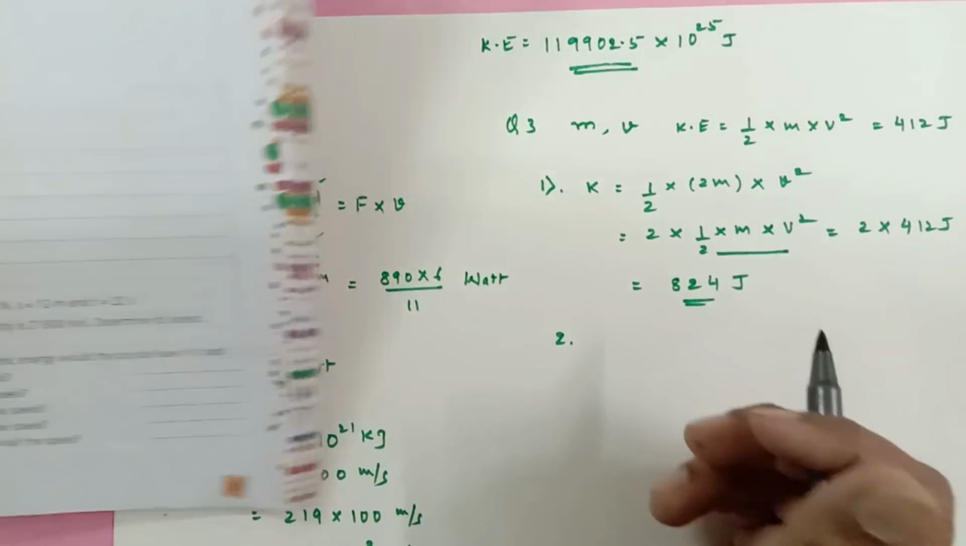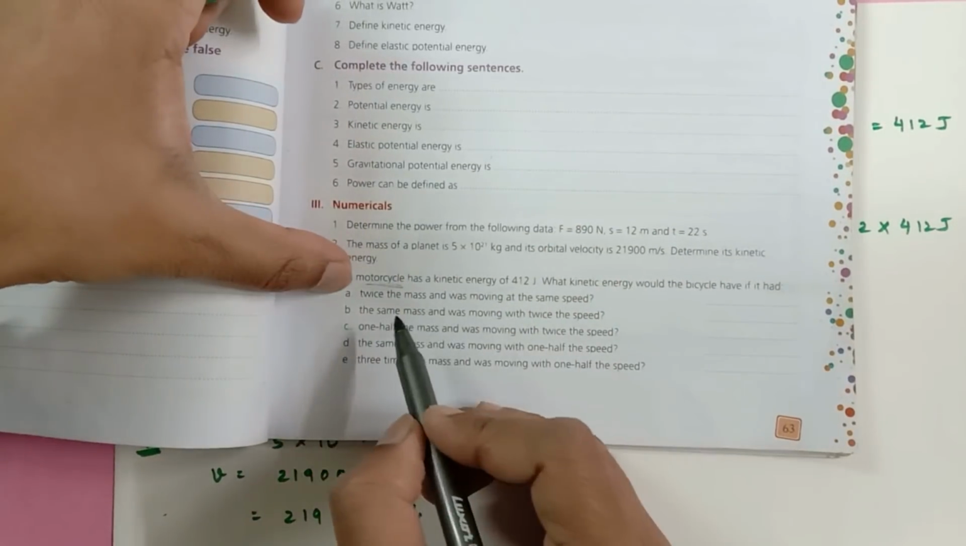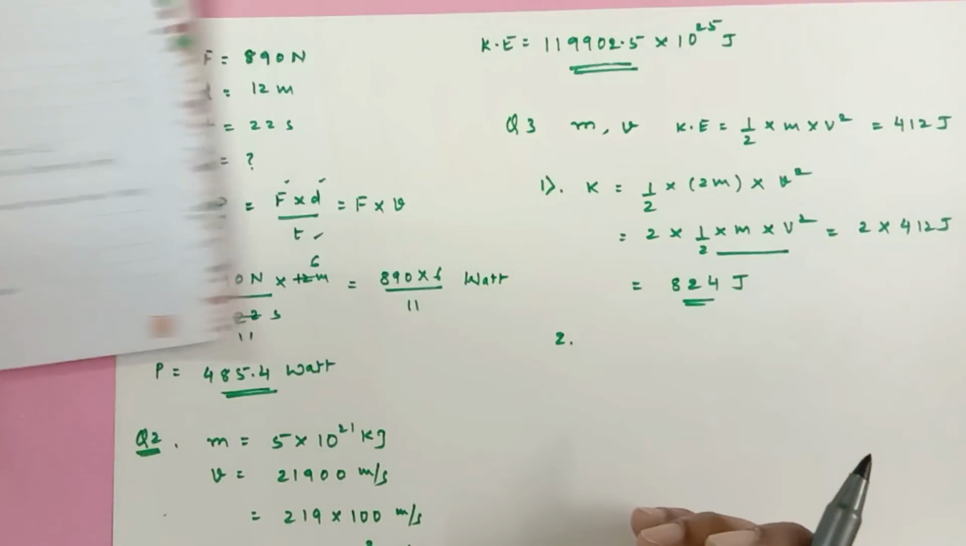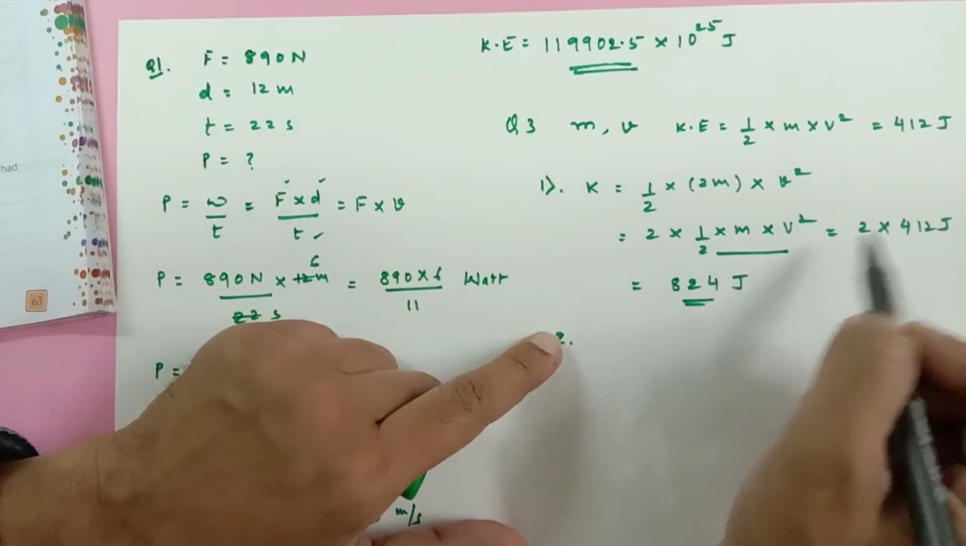Now let's move on to the second problem. In the second problem, they say same mass but twice the speed. So if mass becomes double, kinetic energy becomes double.